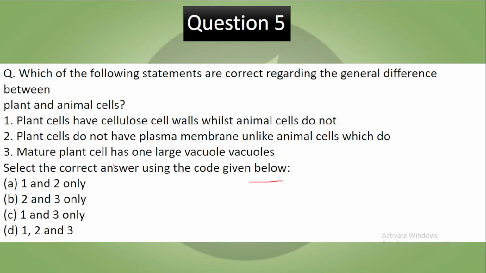So the correct answer to this was C, as प्लाज्मा मेम्ब्रेन दोनों में प्रेजेंट होता है एनिमल प्लांट में. सो ये स्टेटमेंट आप हटा सकते हैं. स्टेटमेंट 2, बाय एलिमिनेशन यू गॉट योर आंसर इज सी. रेस्ट इज करेक्ट.